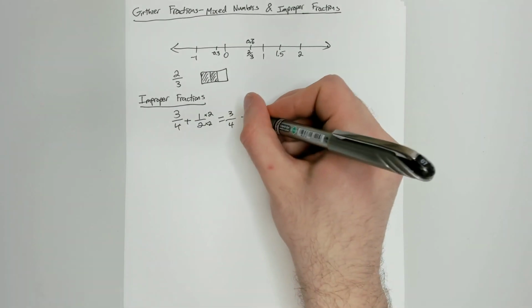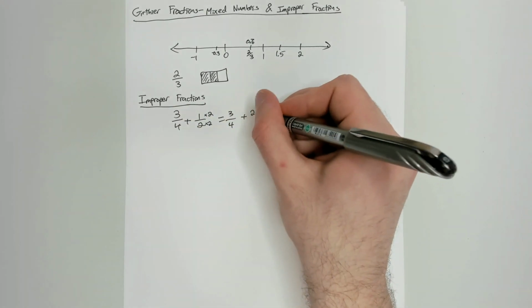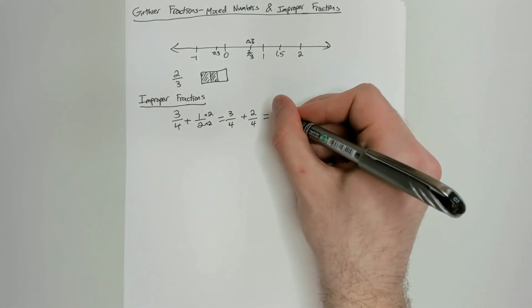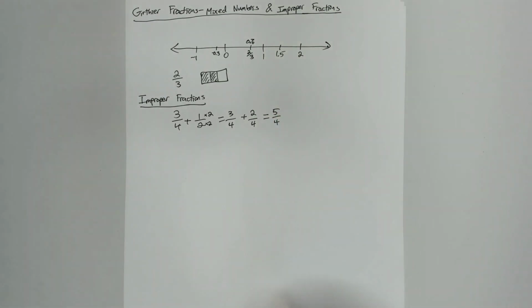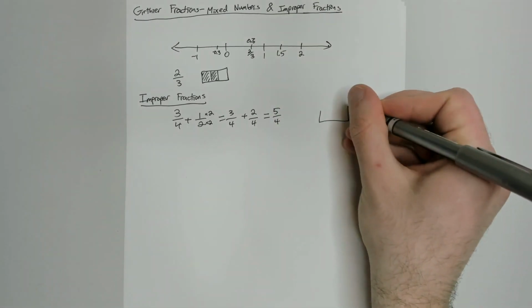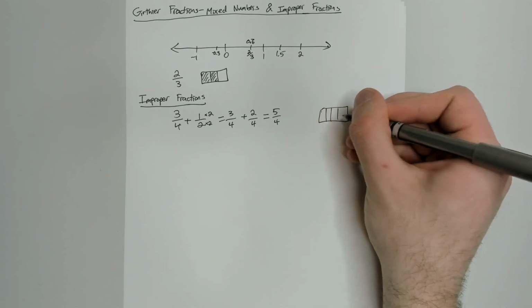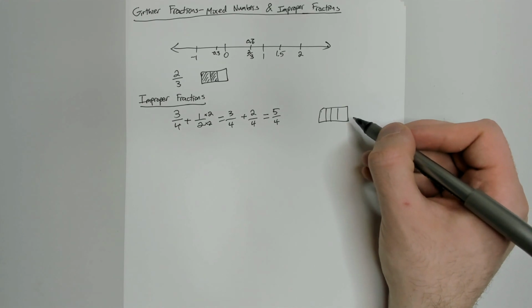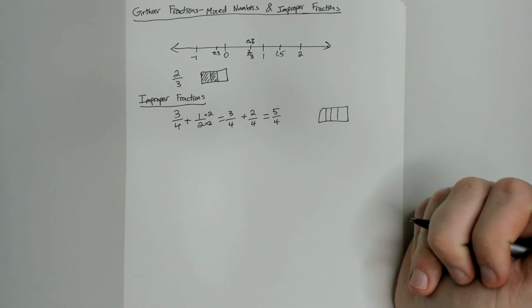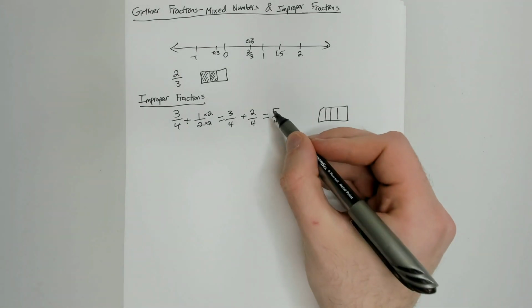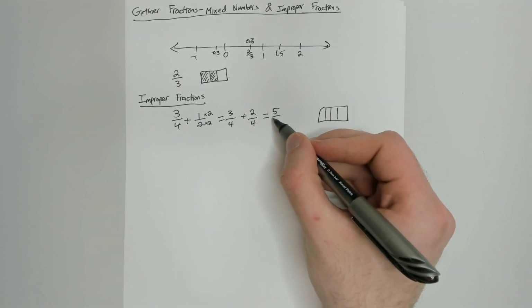That gives us 3/4, and then a half gets converted into 2/4. Alright, so we add these up. 3 plus 2 is 5, and 5/4. So I have 4 things here. 1, 2, 3, 1, 2, 3, 4. How am I supposed to shade in 5 of them if there's only 4 of them? And this is what we call an improper fraction, where the numerator is bigger than the denominator.